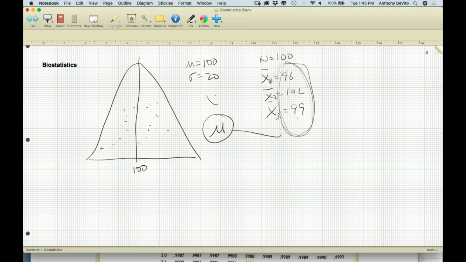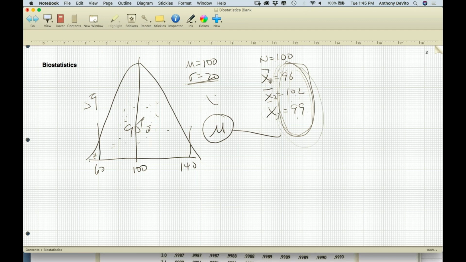The next thing I know is that these numbers are not going to be as widely distributed as the population itself. Remember, for the population, 95% of the people were between 60 and 140, because our standard deviation was 20. When we take a sample from this population, I wouldn't expect to take a random sample of 100 people and get 59. In order for that to happen, all 100 people randomly selected would have to be way down here. The chances of that are astronomically small. So these numbers are closer together.